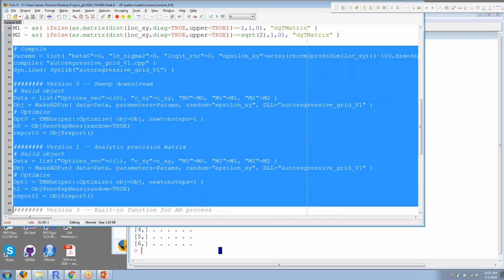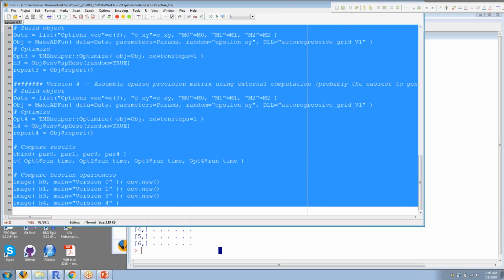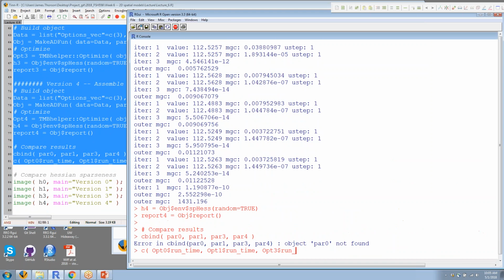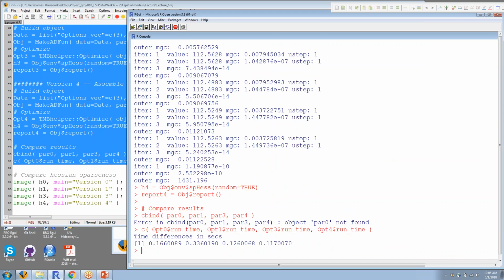Just to sweep through the R code, because we don't have a ton of time, we have a single CPP file that we'll look at again. We run it, and all of them take less than a second to fit this 100-length random effect that's correlated across 2 dimensions. The second way takes a little bit longer than the third and the fourth, but they all take within 1 to 2 times as long as each other. So there's not a huge speed difference.